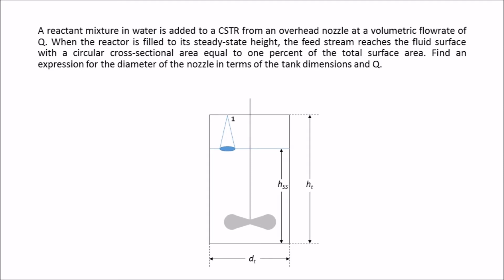For the Bernoulli analysis, we'll call our nozzle point 1, and we'll call the point where the inlet stream meets the reactor bulk 2.